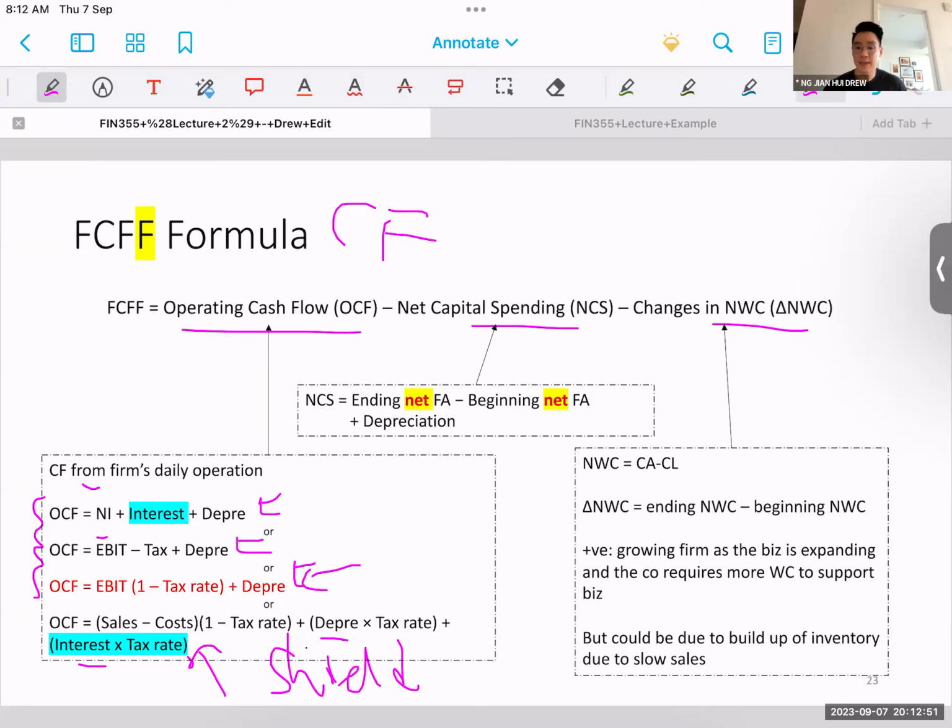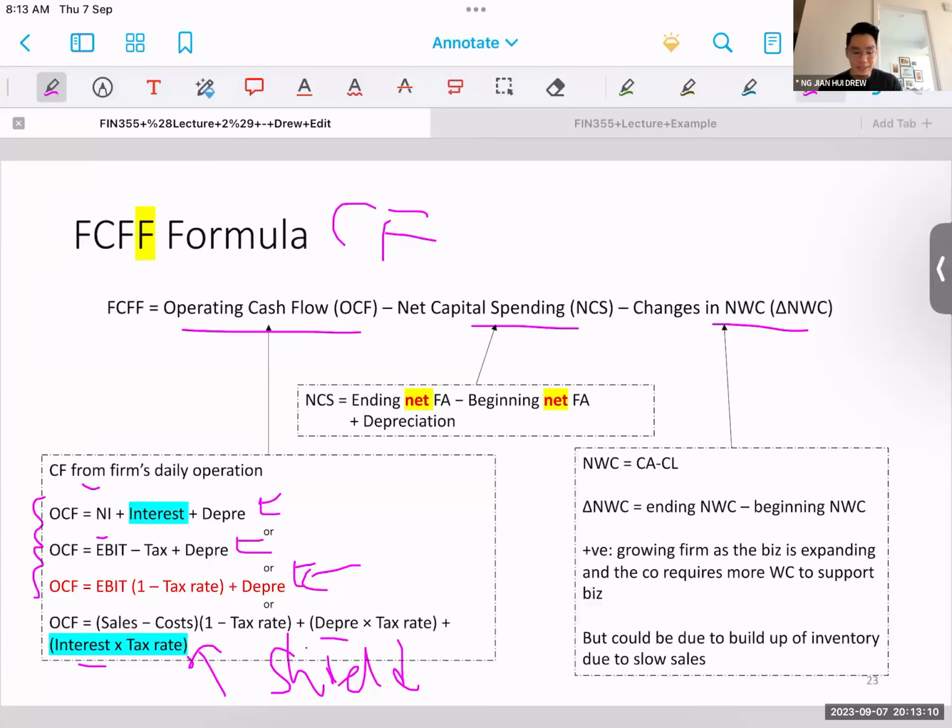You need to determine which one you want to use. Okay, so going on to the next component, net capital spend. It's basically quite intuitive in the sense of what is the amount spent on capex, or capital expenditure.